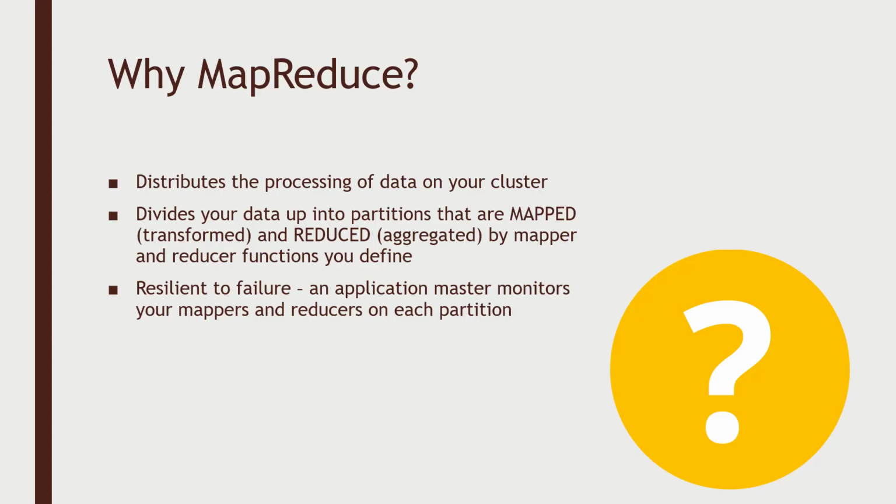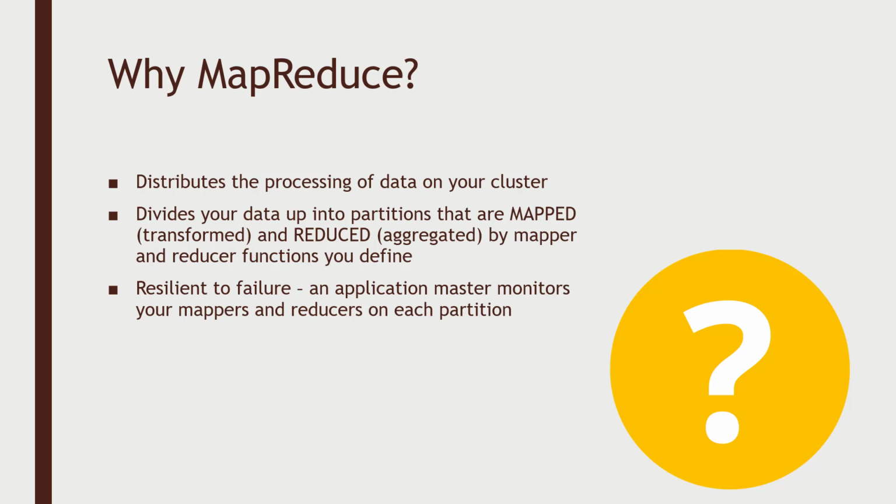Well, it is the built-in means that Hadoop provides for distributing the processing of your data on your cluster. So its job is to divide all your data up into partitions that can be processed in parallel across your cluster. And it manages how that's done and how failure is handled and whatnot. So there are basically two things that MapReduce does. One is it maps data and it reduces data. Imagine that. So what does that mean?